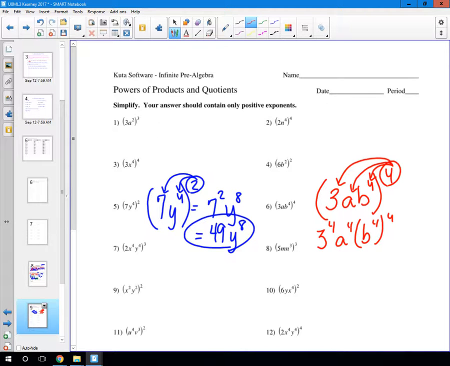So now I can simplify 3 to the 4th power. So that'll be 3 times 3 times 3 times 3, which is 81. I'm sorry, 81, excuse me. And then a to the 4th. And then b, that would actually be to the 16th power. Okay?